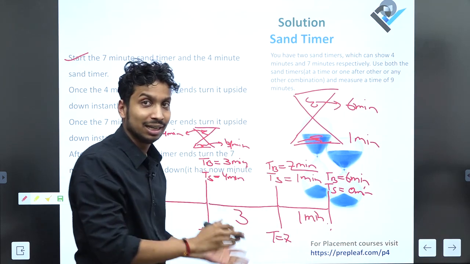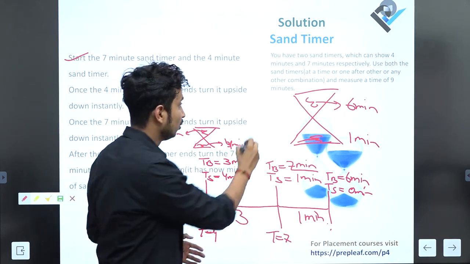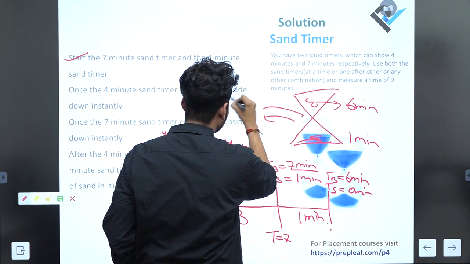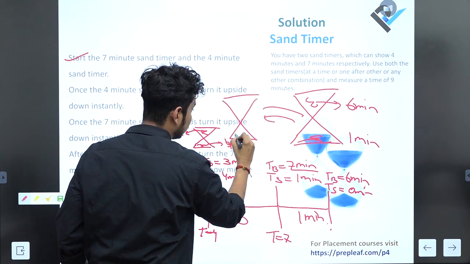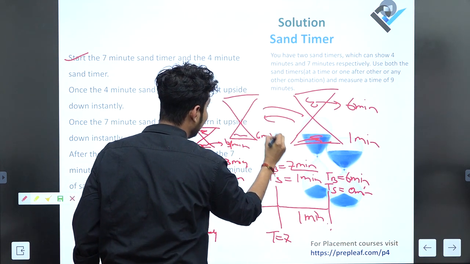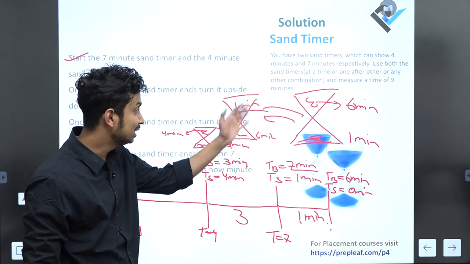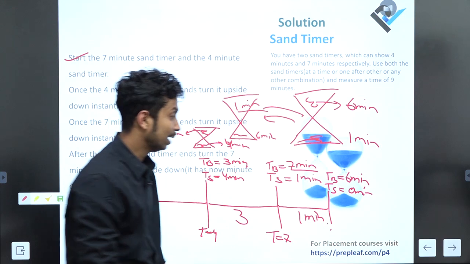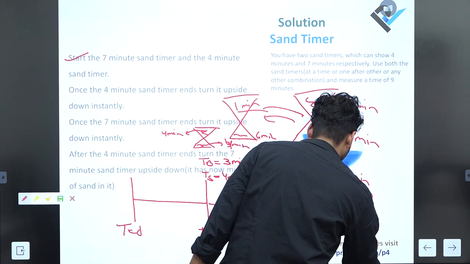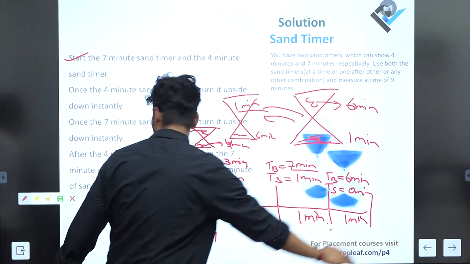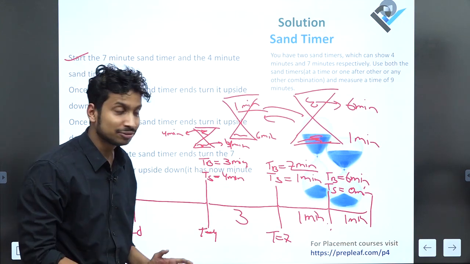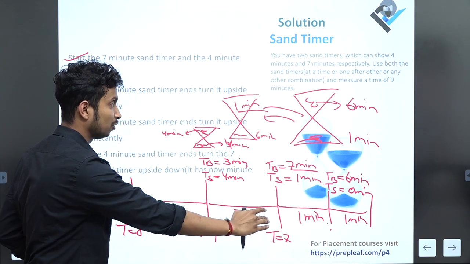In case we turn this sand timer upside down, here will be the 6 minute capacity sand, and here will be the 1 minute capacity sand. So after 1 minute, this sand timer will be empty and we will get that 1 minute. So here we can measure a total of 9 minutes. In this way, we can measure a total of 9 minutes.